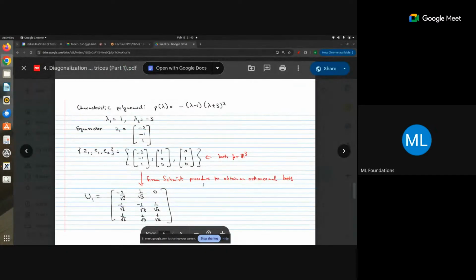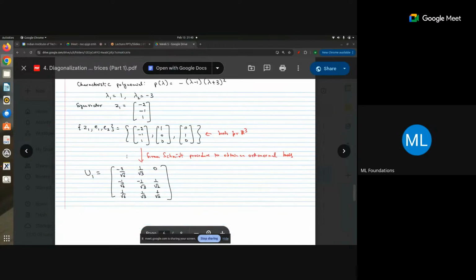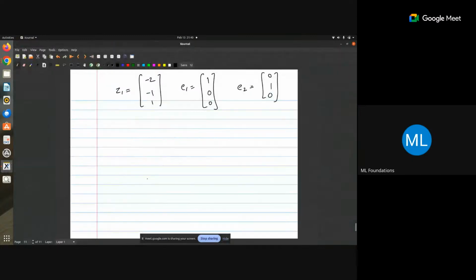So we have to find the orthogonal basis of these three vectors. First of all, are these vectors orthogonal to each other? Let us try to see. How do we find out whether they are orthogonal? Minus 2, minus 1, and 1, and 1 0 0. What is the value here? Minus 2, right? So Z1 and E1 currently are not orthogonal to each other. What about Z1 and E2? Again it gives the value minus 1, so that means it is not orthogonal either.